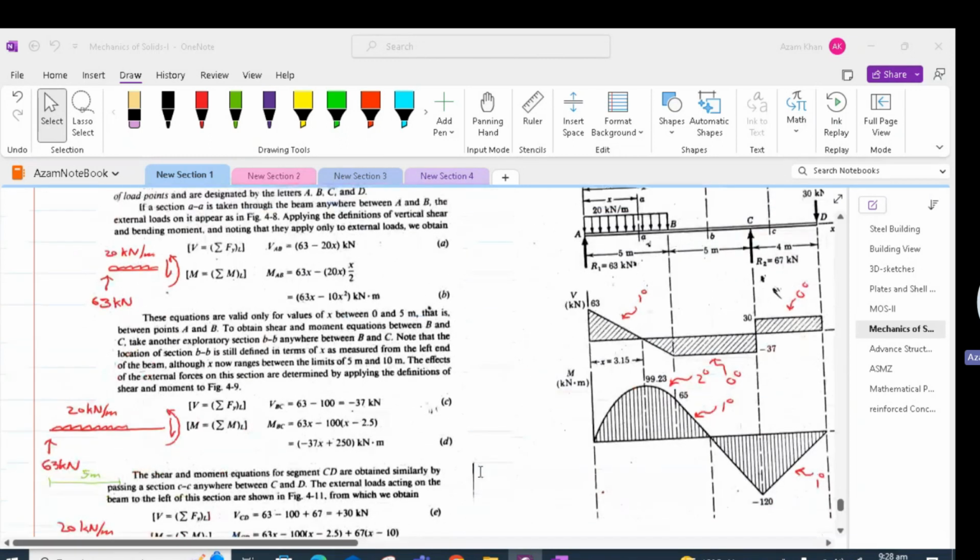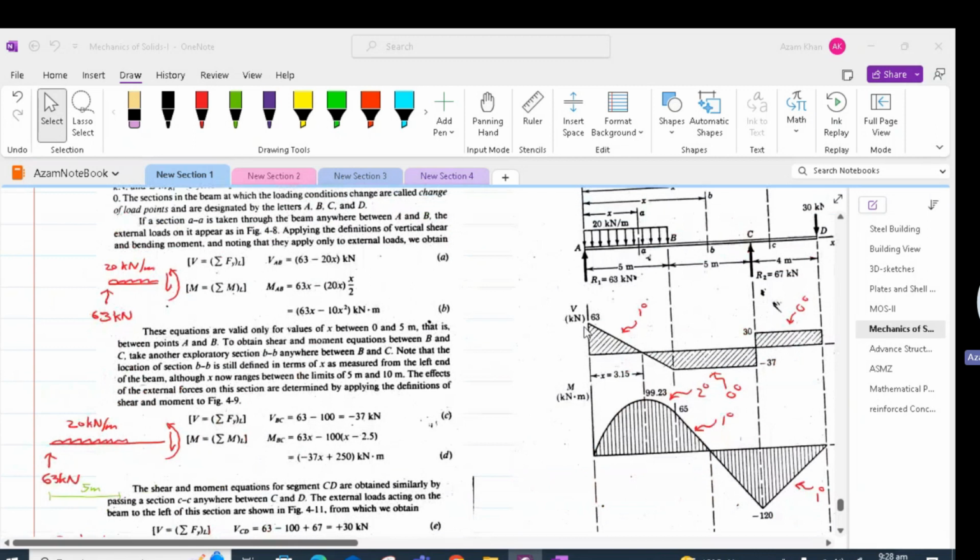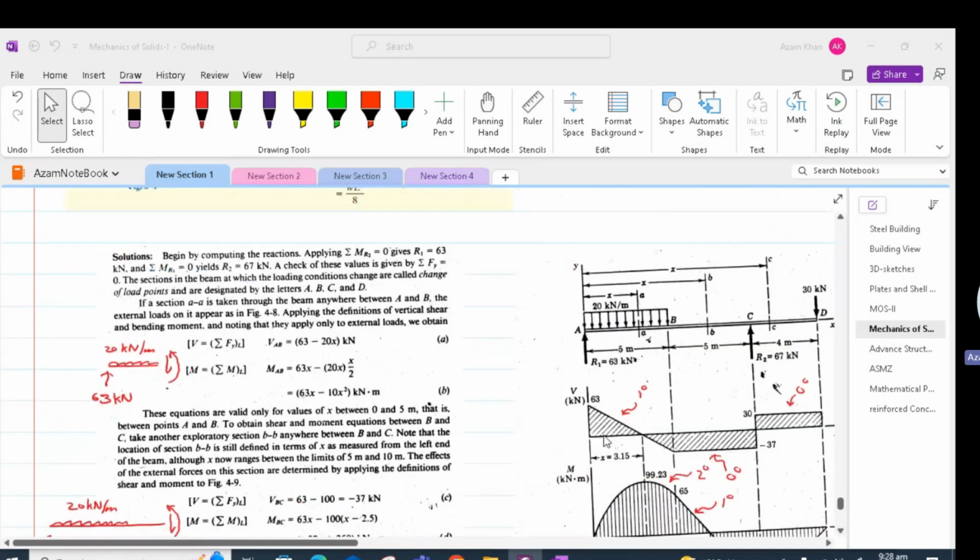Now using this, we can draw the shear force and bending moment diagram. So for AB, we have the shear force 63 minus 20x. At x equal to 0, we get 63. At x equal to 5, we get a negative value of shear, which is shown over here, that is minus 37. Please note that at A, shear is positive and at B, shear is negative. That means shear will be 0 somewhere in between AB.